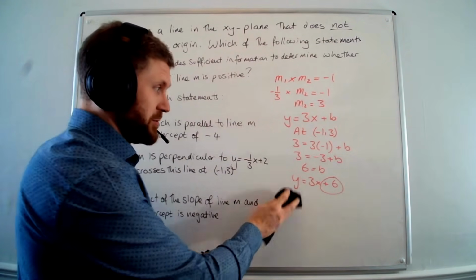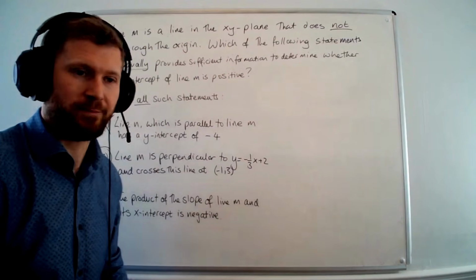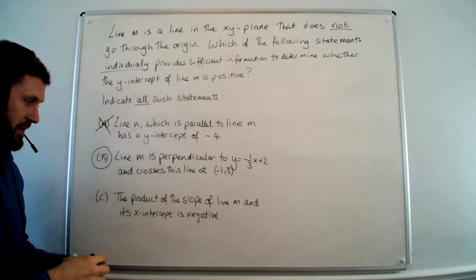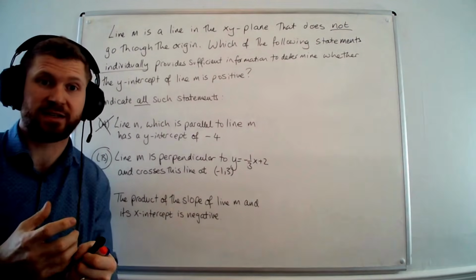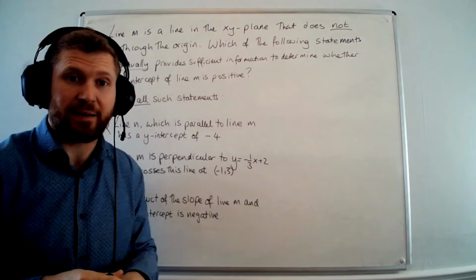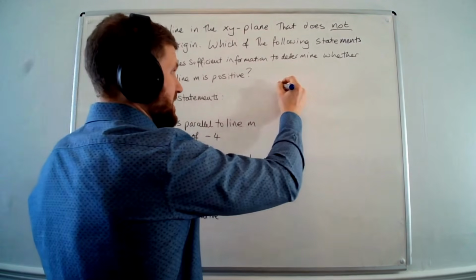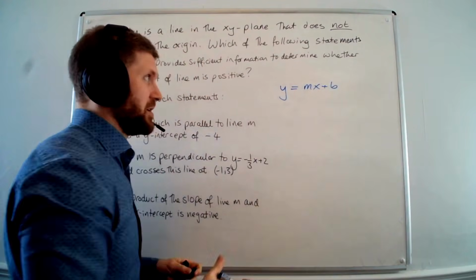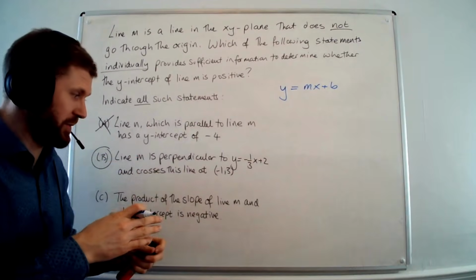And if you can get through the algebra efficiently, we can still answer this question within a reasonable amount of time. All right, so A's out, B's in. We've got one more. This time, the product of the slope of line M and its x-intercept is negative. Now, on the face of it, that might not appear sufficient, but let's take a closer look. If I just give the general equation of line M, y equals mx plus b, the general equation of any line that we've been working with.